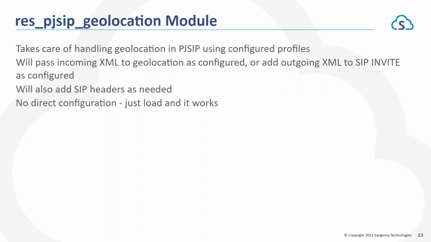The PJSIP geolocation module is what actually takes care of handling the geolocation in PJSIP from a SIP perspective. So it's what's handling the XML portion, reading it in from the invite or adding it to an outgoing invite. And it also takes care of the SIP headers for geolocation. There is no direct configuration of this. You just load it and it works according to the profiles that are configured.